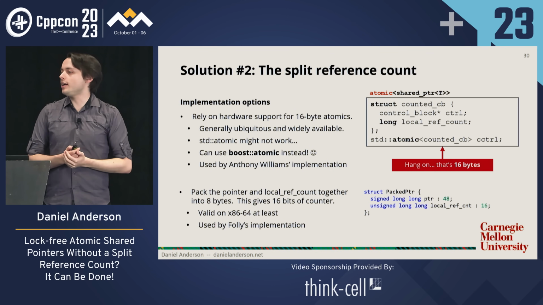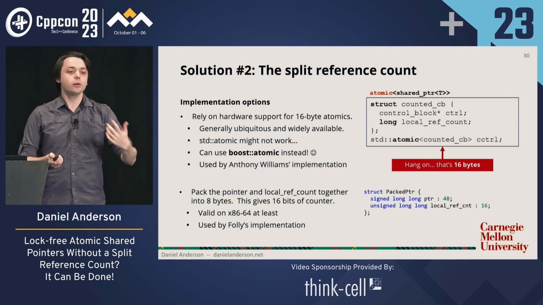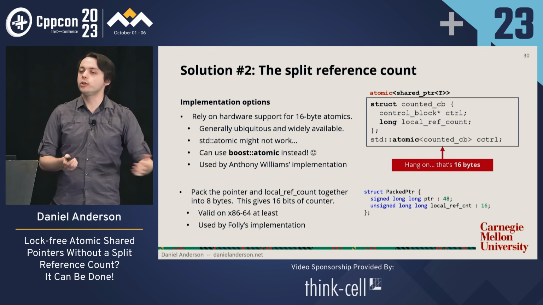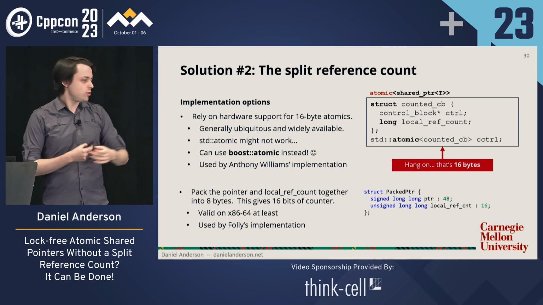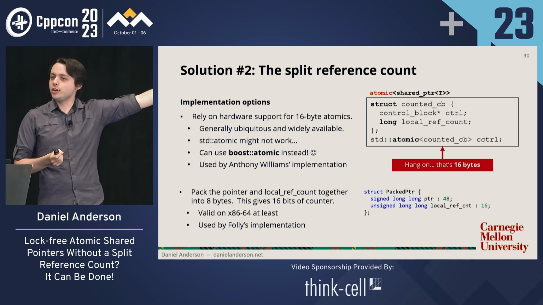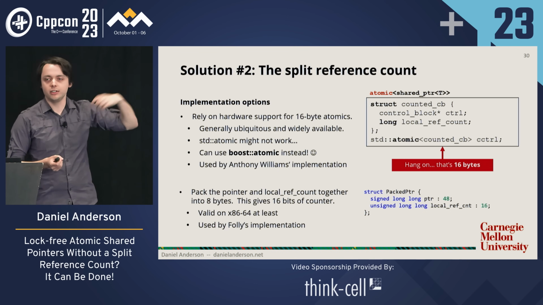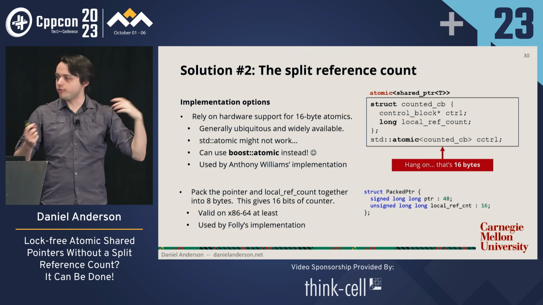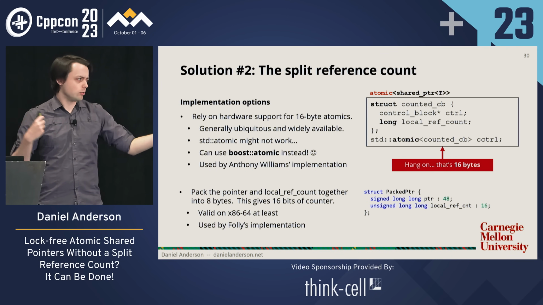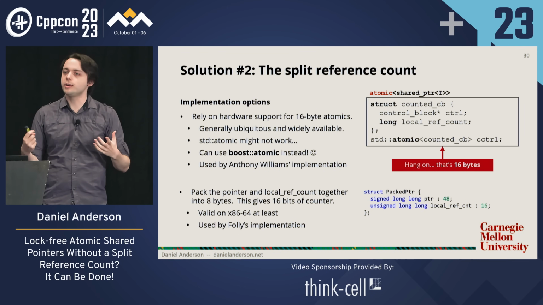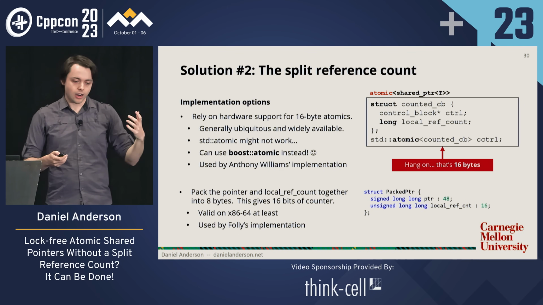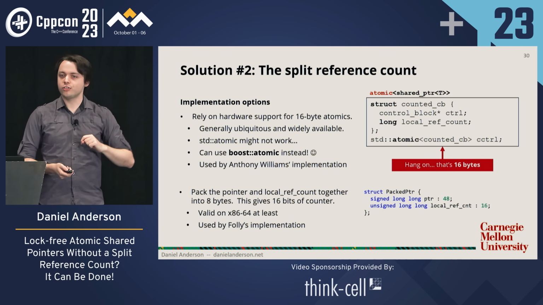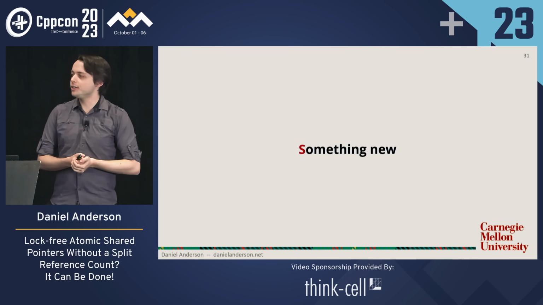Is that the only way to implement a split reference count? Is that the only way to implement an atomic shared pointer? Well, it seems like to many people, yes, that is the only way we know of how to implement an atomic shared pointer. If you went to Timur's talk last year at CppCon, he talked all about this. This is sort of the folklore algorithm that people know about for doing atomic shared pointers. But I claim that, no, it's not the only way. There is another way you can do it.